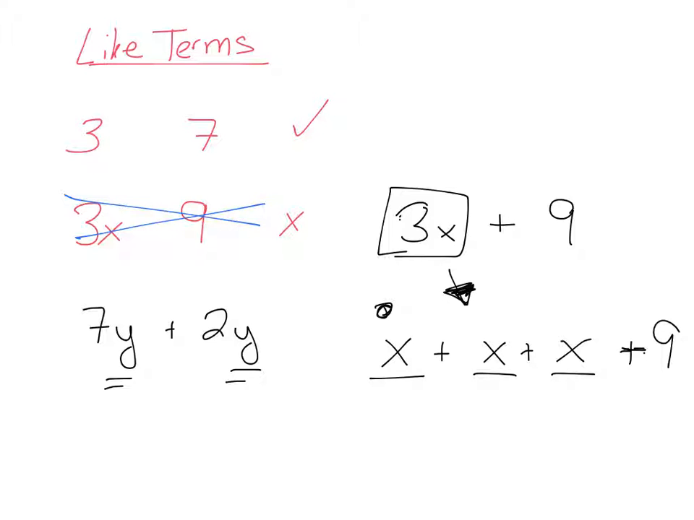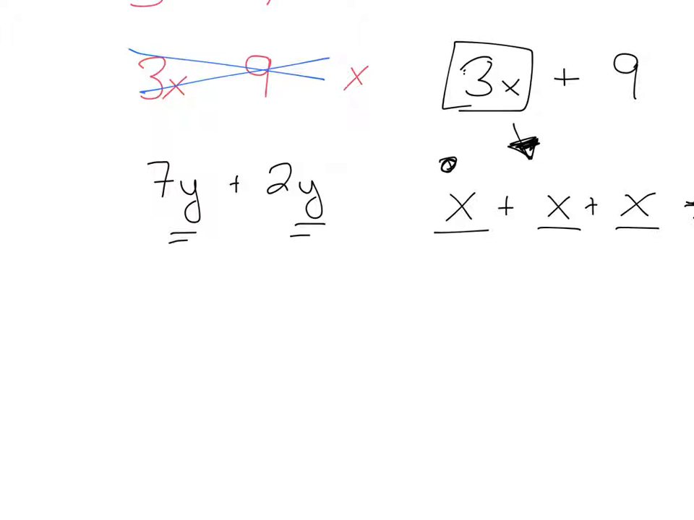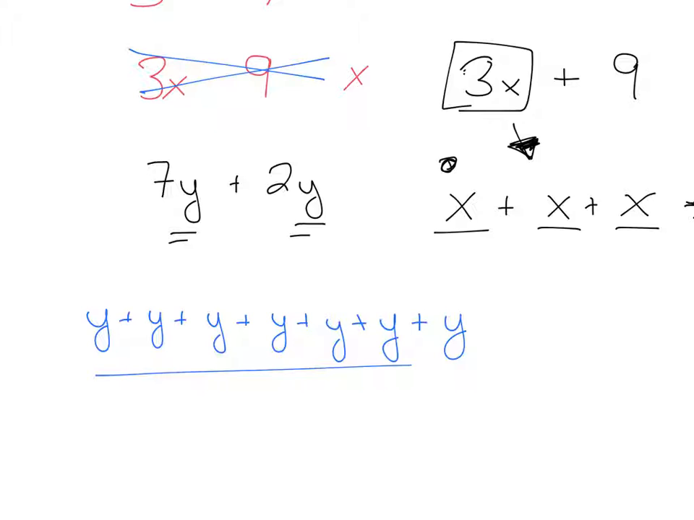Okay? However, take a look at this 7y and 2y example. That's like saying I have 7 y's, y plus y plus y plus y. Okay, and you can see that it goes on here. All right, so that's like 7y right there. And I'm going to add 2y. Okay, so y, y. That's 2y.